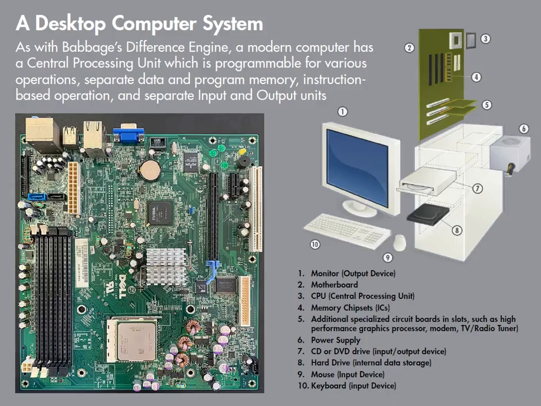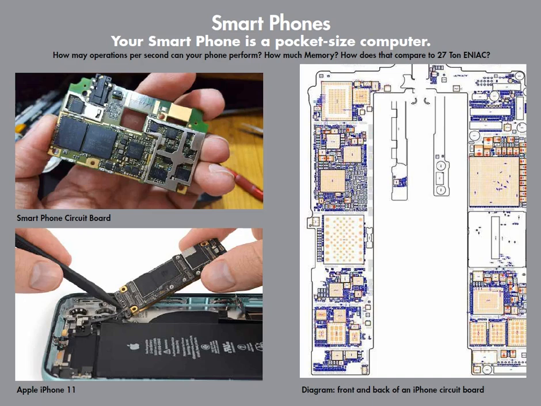electronic signals. The modern computer has the same components as Babbage's difference engine. A modern computer has a central processing unit, which is programmable for various operations, separate data and program memory, instruction-based operation, and separate input and output units. Your phone, smartphones, iPhones, are small pocket computers that are very powerful and have the equivalent of millions of on-off switches to process and store data, and the input-output device is now a touchscreen.